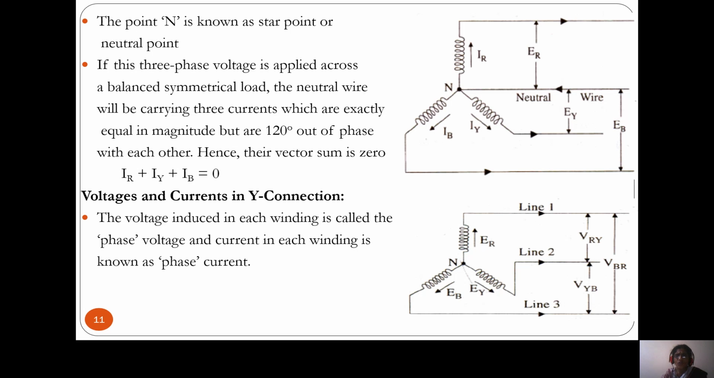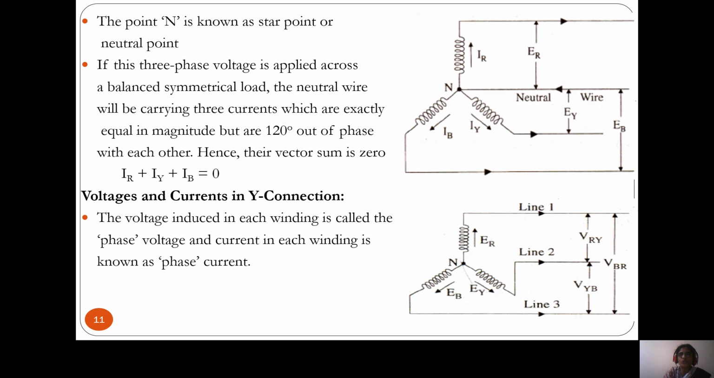So what is the basic relationship of the voltages? There is line voltage and phase voltage, and line currents and phase currents in a star connection. Here, in the simple diagram, ER, EY, EB are the voltages, and there are line 1, line 2 and line 3. The voltages between the phases are VRY, VYB and VBR.